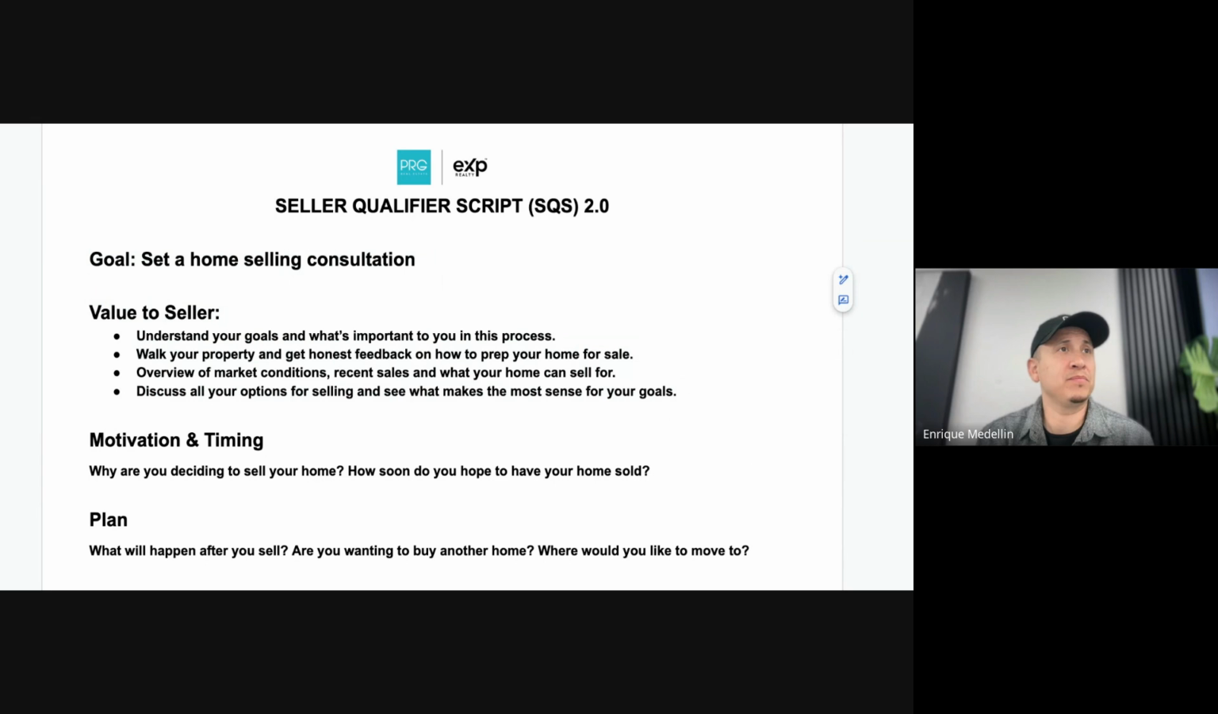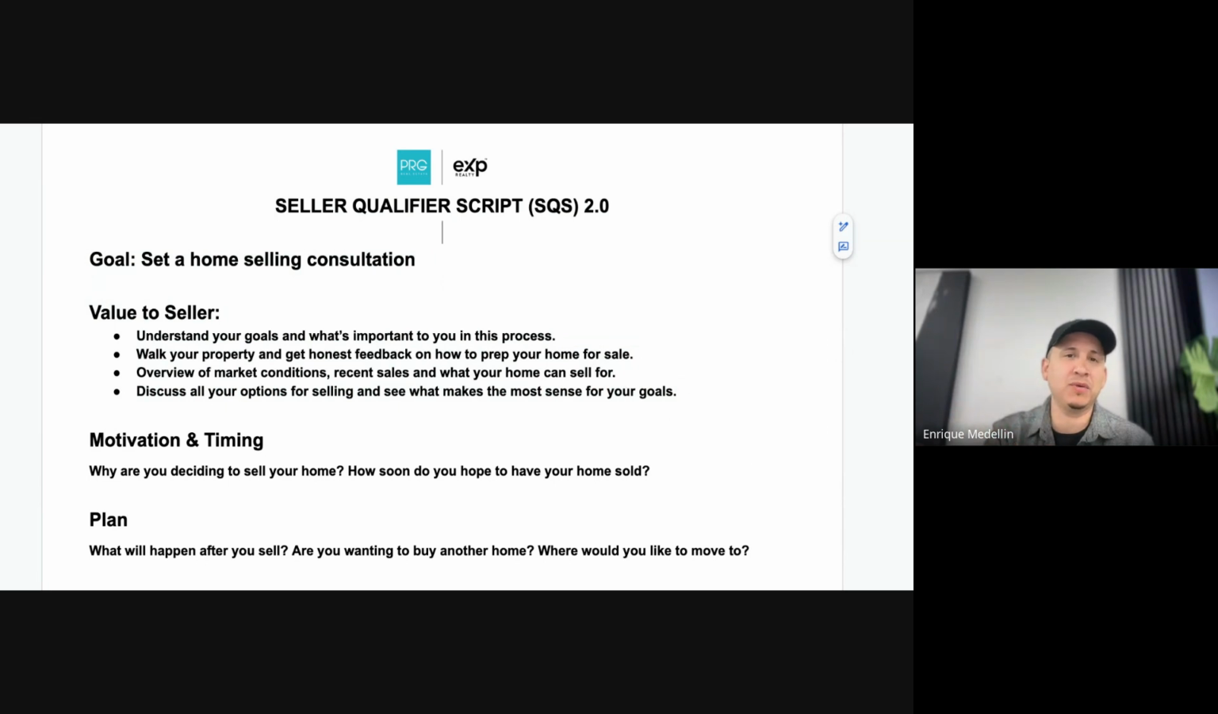Is this script available on the drive or? Yeah, it's available on the tools page. I just did this right now, so I'm going to upload the new version. You guys have the SQS, just the regular one. It just doesn't have this part, right? I just added that because I was looking at this.